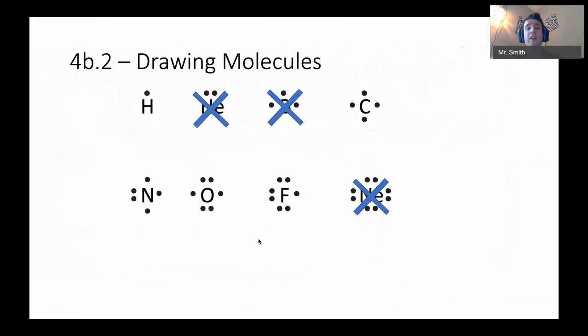Now, remember, they all want to share, because this is a covalent bond that we're talking about. They also all want to be happy and stable. And remember, stability comes when you have 8 valence electrons. For fluorine, it's going to need 1 extra electron. Oxygen's going to need 2. Nitrogen's going to need 3 extra. Carbon's going to need 4 extra.